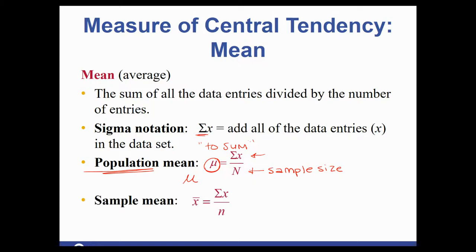If you had a sample mean, which means you have some missing out of your population set, it's the exact same setup. You're adding up all of your numbers, dividing by your sample size, but now sample size is a lowercase n because you're missing some. So it's just a change in notation. The actual math that you were doing is exactly the same between them. And when you have a sample mean, we use X bar.